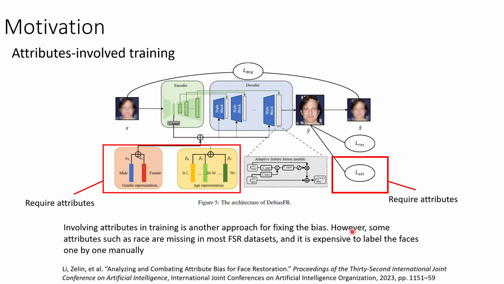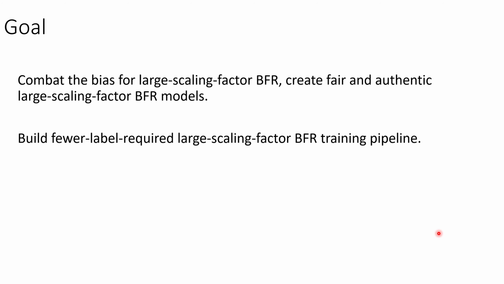And another thing to mention is that when you have too many attributes to balance, in this case it's gender and age, only two attributes. If you have more attributes like if you involve age or other attributes, the model might be not so precise and it might be less practical.